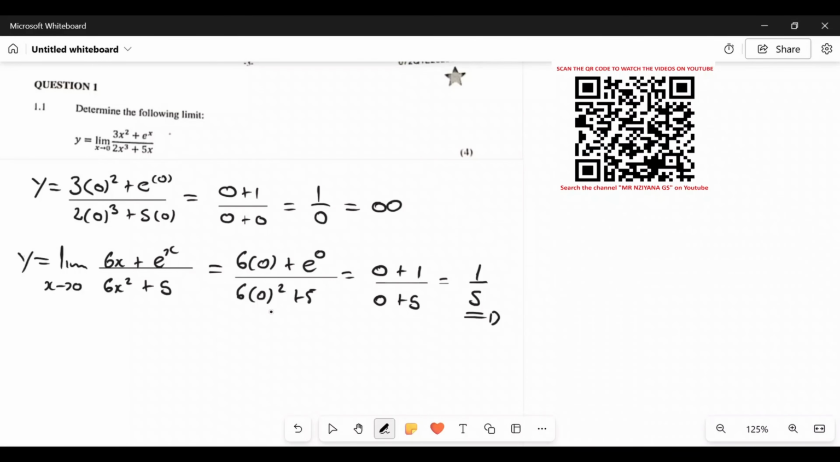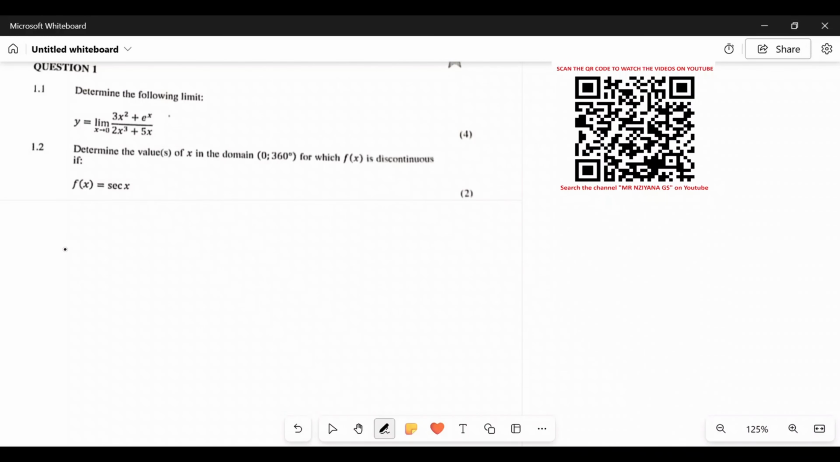All right, people, we are done with 1.1. We're going to do 1.2. All right, guys, here is our 1.2. Now, 1.2, we have the statement there. They want us to determine the values of x in the domain 0 to 360 degrees for which f of x is discontinuous if f of x is equal to sec x.